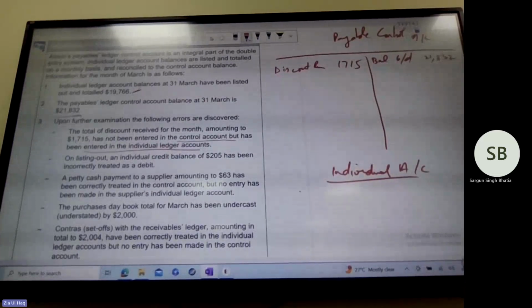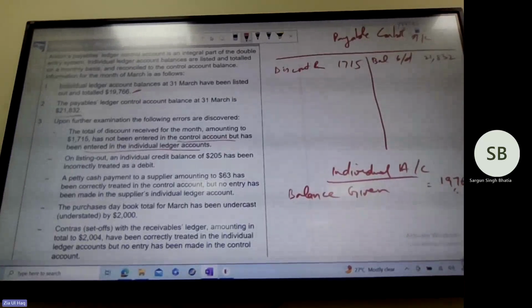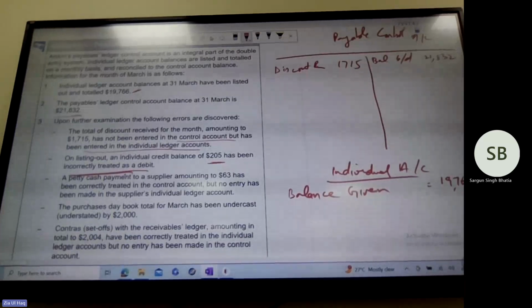Individual account. The individual account balance we got is 19766. The balance given in the question is 1978666. Okay, so this is the balance. On listing out, an individual credit balance of 205 has been incorrectly treated as debit. In the individual account, there was a credit balance of 205, meaning it should be recorded on the credit side, but you have recorded it on the debit side.